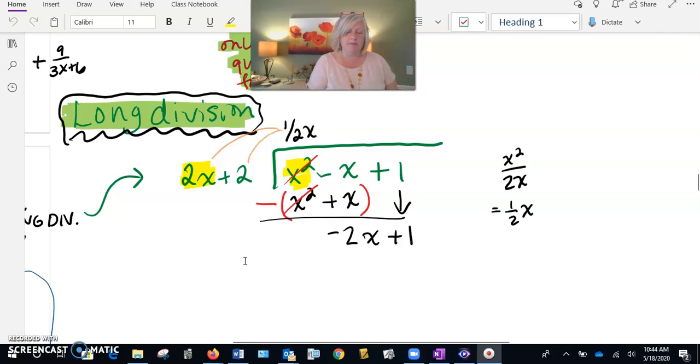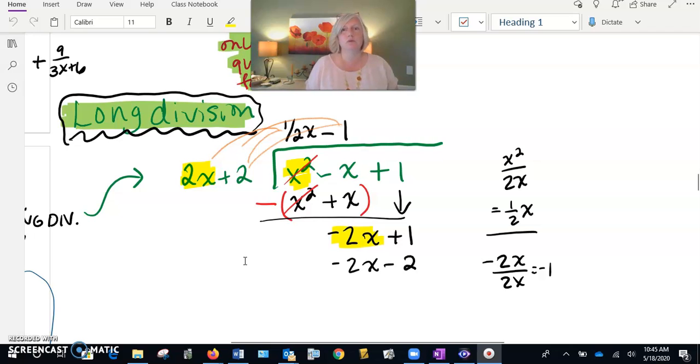Now I'm going to ask how many times does 2x go into negative 2x? It goes into it minus 1 times. Because if I was going to do negative 2x divided by 2x, I would get negative 1. And then I repeat the process. I multiply times the two terms, again. And then we just write it down. So I would have minus 1, so that would be minus 2x minus 2. Then we subtract.